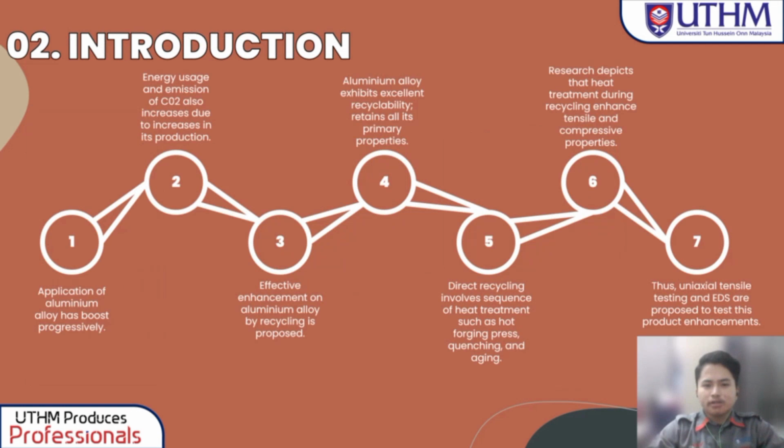Now, I am going to present the introduction. The applications of aluminum alloy have boosted progressively. Energy usage and emissions of carbon dioxide also increase due to the increase in its production. And then, effective enhancement of aluminum alloy by recycling is proposed. Aluminum alloy exhibits excellent recyclability, which means that it retains all its primary properties. Direct recycling involves a sequence of heat treatments such as hot forging press, quenching, and aging. Some research depicts that heat treatment during recycling enhances tensile and compressive properties of the recycled aluminum alloy. Thus, uniaxial tensile testing and EDS are proposed to test this product enhancement.